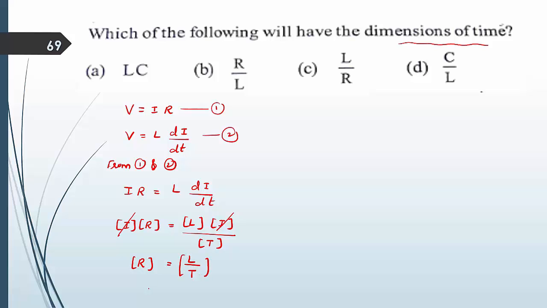But we want time dimension. Therefore, T equal to, we can take that R on RHS side, it will go to denominator. So we will get L divided by R. So dimension of time is equal to L divided by R. L divided by R means what? Option C is the right answer.